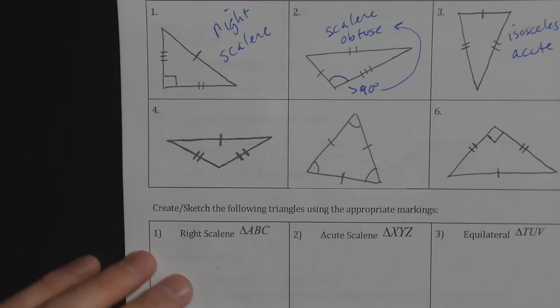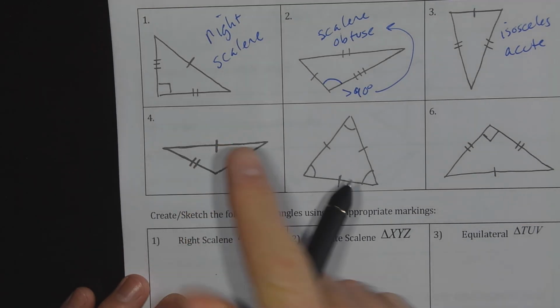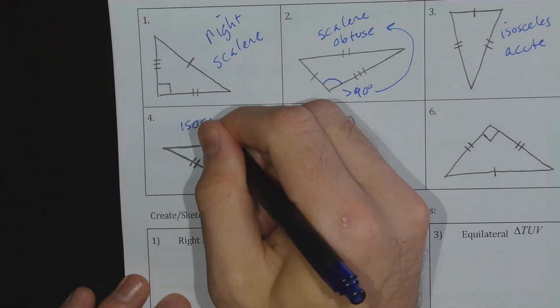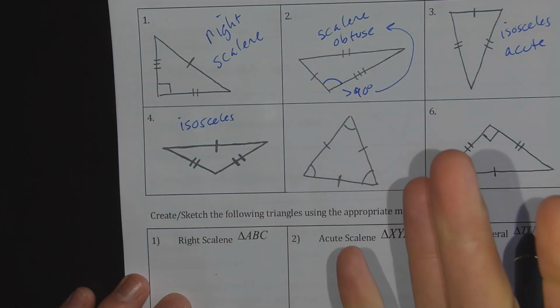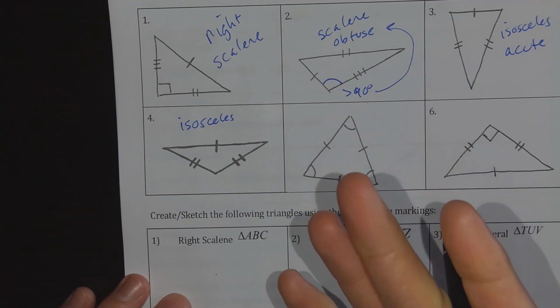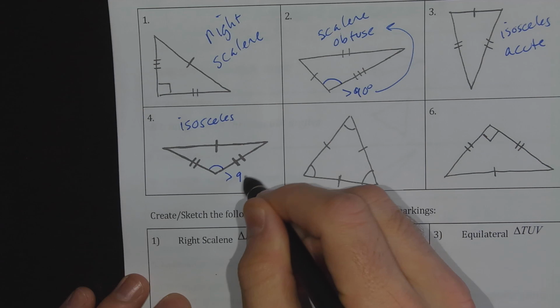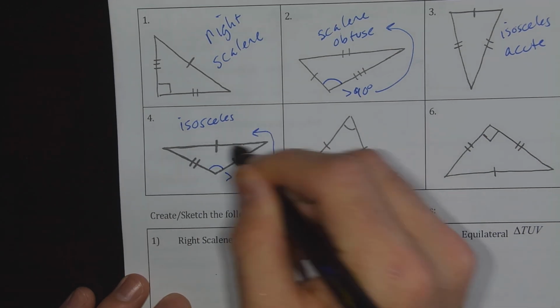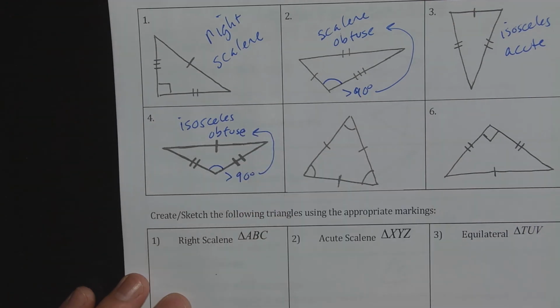Number 4, I have 2 sides that match, and I have 1 that doesn't. So that's going to be isosceles again. And I'm looking for the angles here. I have no box to indicate a right angle, no square. And I have this angle right here, and that looks bigger than 90 to me, so it's going to be an obtuse triangle. So isosceles obtuse.